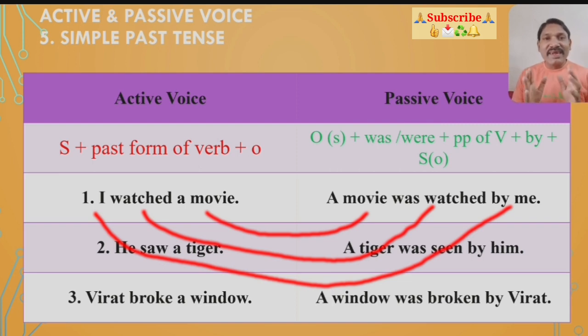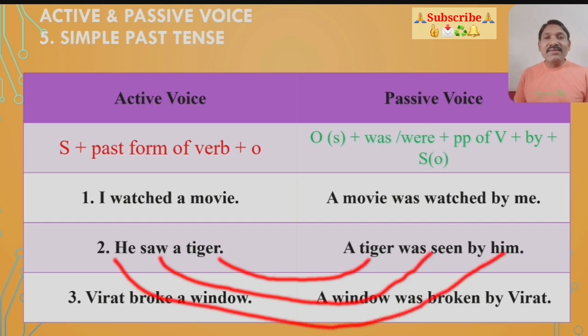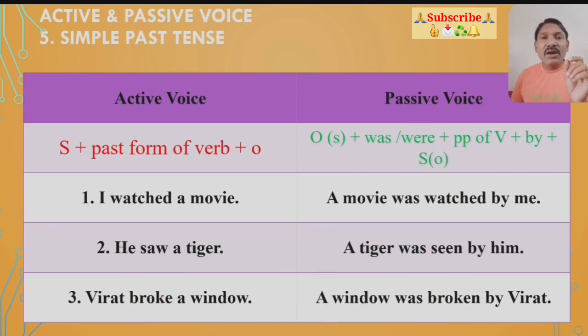Okay students, now the next example: he saw a tiger. In this sentence, he is the subject, saw is the second form of the verb see. See, saw, seen. See is the first form, saw is the second form, seen is the third form, that is the past participle. Now in passive voice, how will it be? A tiger was seen by him. Him is the case of he. Okay, understood?